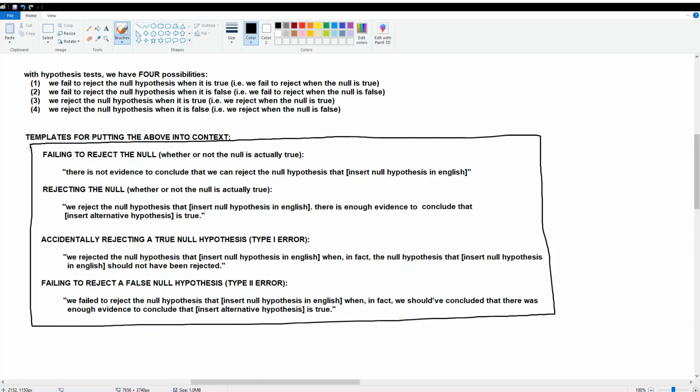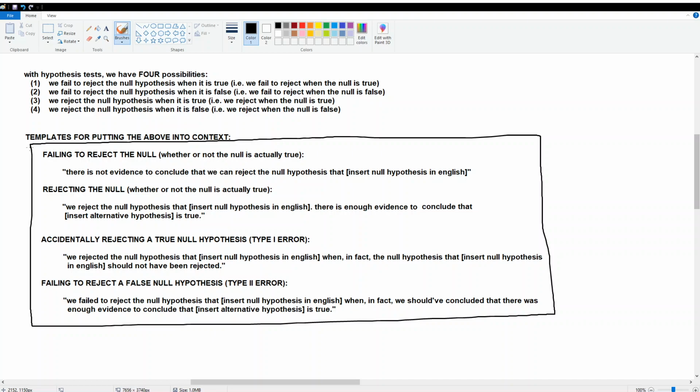Now, if we reject the null, we can say that we reject the null hypothesis that, insert the null. So in fact, there is enough evidence to conclude that our alternative is true. In the case of the court example, we would say we reject the null hypothesis that the defendant is innocent. There is enough evidence to conclude that the defendant is guilty.